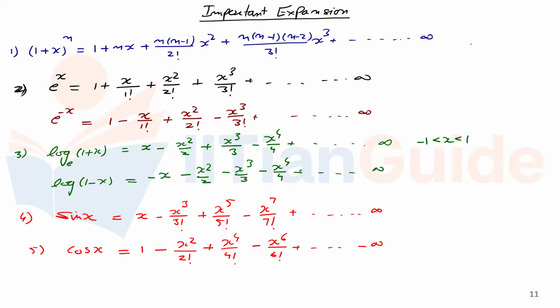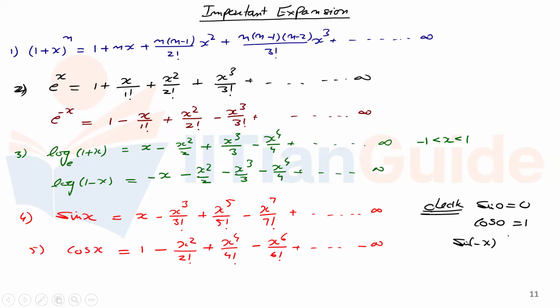And one thing more, sin x is an odd function. We can check. Sin 0 is 0. If you put x to be 0, the left side becomes 0 and the right side is also 0, so it is satisfying. Similarly, for cos x, if you put x to be 0, on the left side you will get cos 0 and on the right side you are getting 1. So cos 0 is 1. It is satisfying.